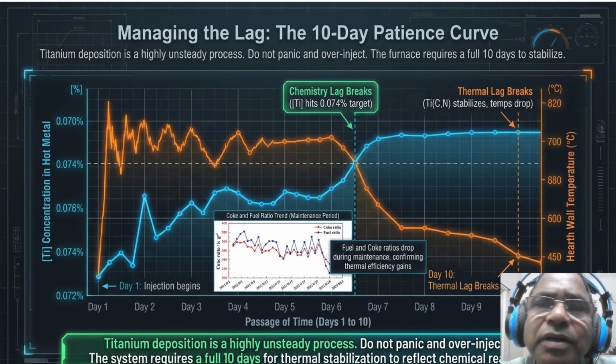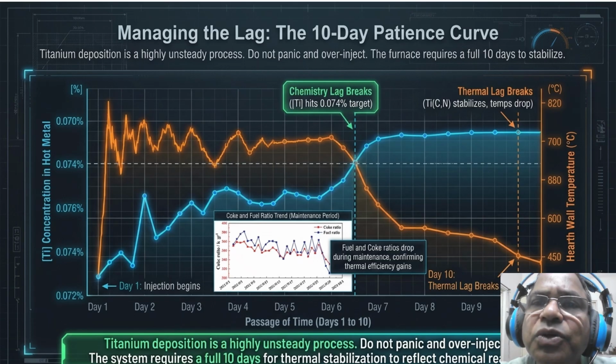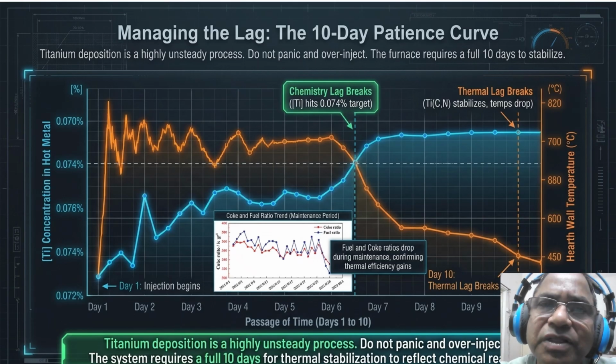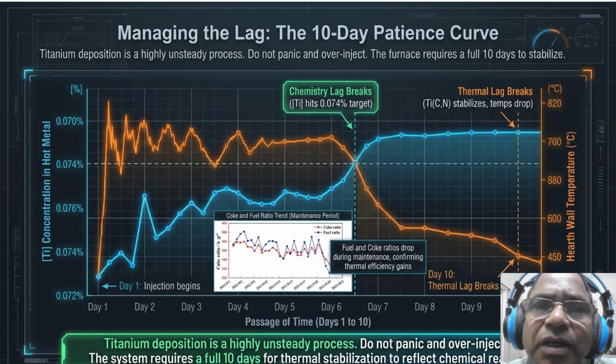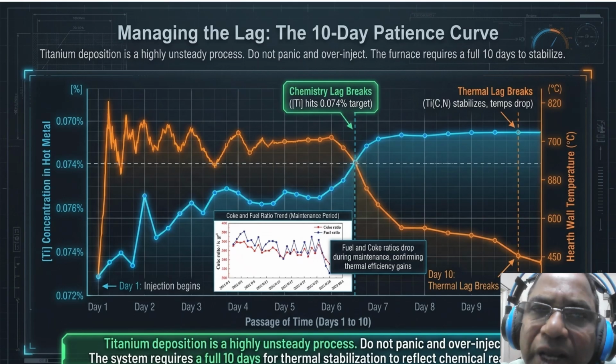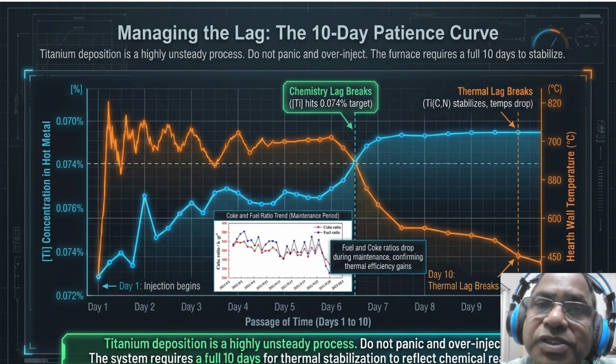Look at this 10-day trend. The titanium concentration in the metal hits the 0.074% target around day 6. This is the chemistry lag breaking. But look at the hearth wall temperature. It stays high and erratic until day 10. This is when the thermal lag breaks and the TICN finder stabilizes. Only then do you see your fuel and coke ratio drop as the thermal efficiency improves.